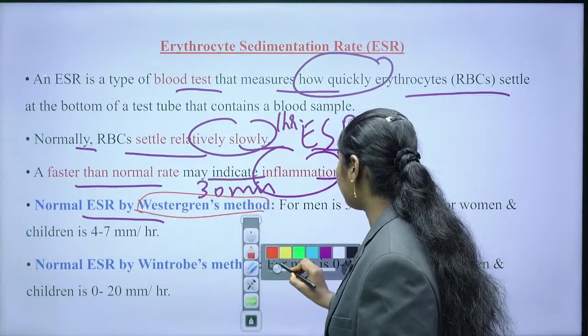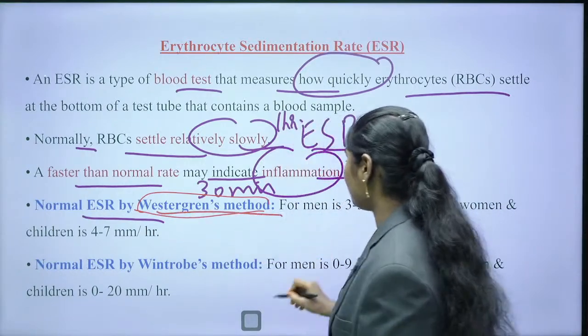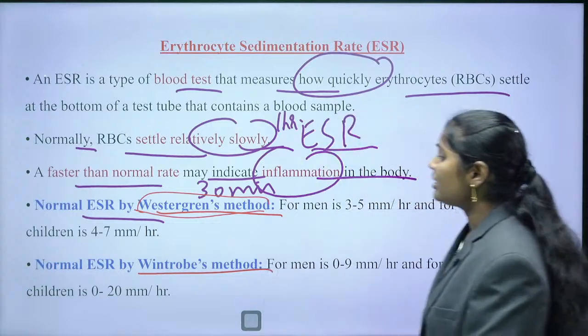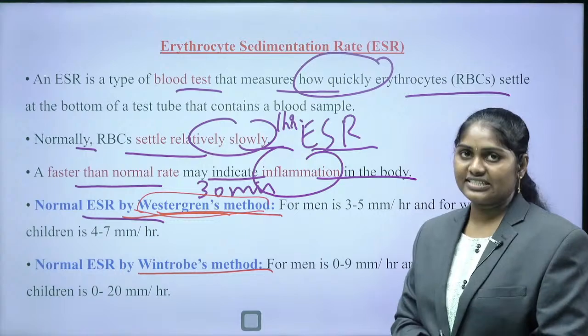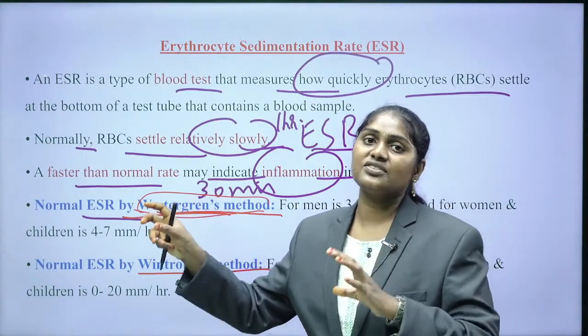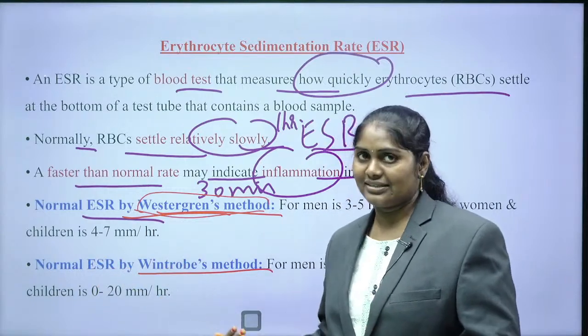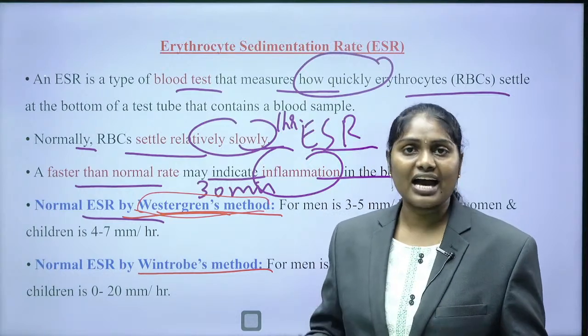Westergren's test, yes. So, Westergren's test method or Westergren's method or Winthrop's method. So, normal ESR by Westergren's method. So, what is Westergren's method? Westergren's method is related to which of the following cells? RBC, WBC, platelets. It is related to RBC.